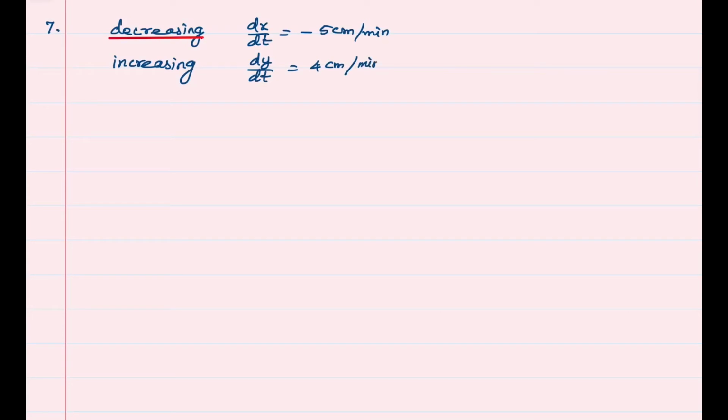Question 7. The length x of a rectangle is decreasing at the rate of 5 centimeters per minute. It is given that it decreases. Therefore, dx by dt should be taken as a negative quantity. And the width y is increasing at the rate of 4 centimeters per minute. When x is equal to 8 centimeters and y is equal to 6 centimeters, find the rates of change of the perimeter and the area of the rectangle.